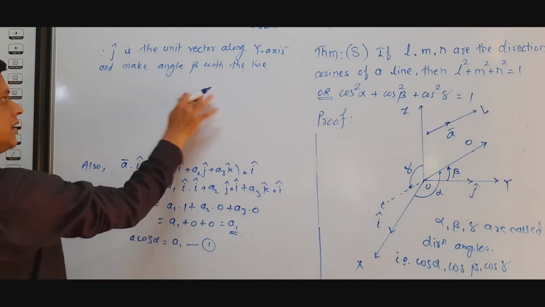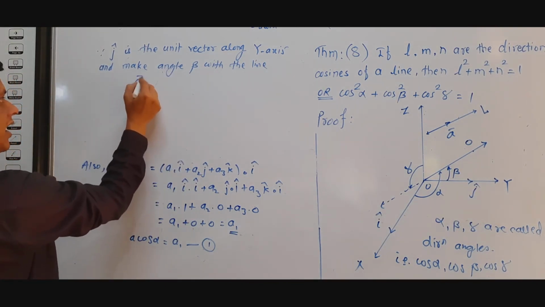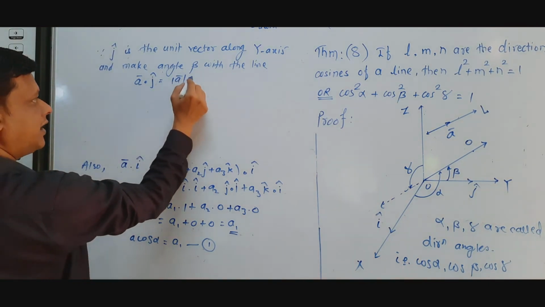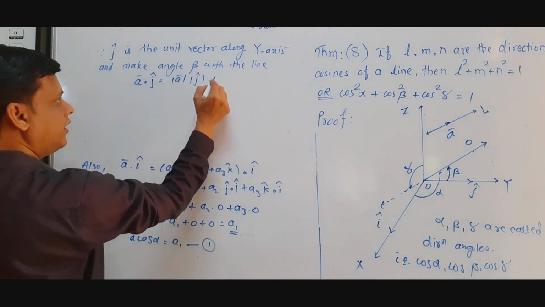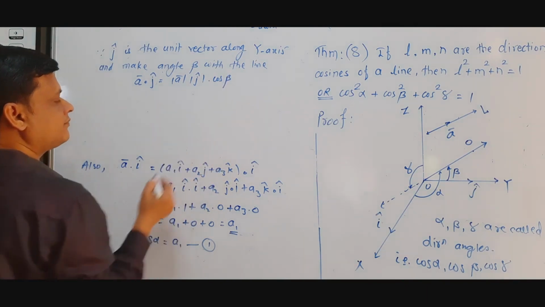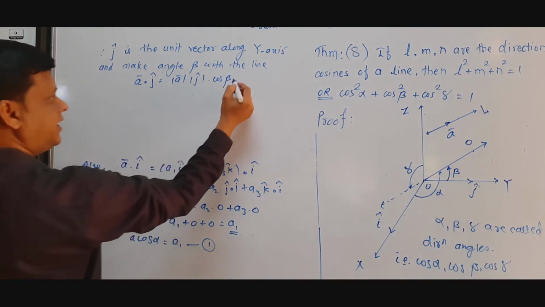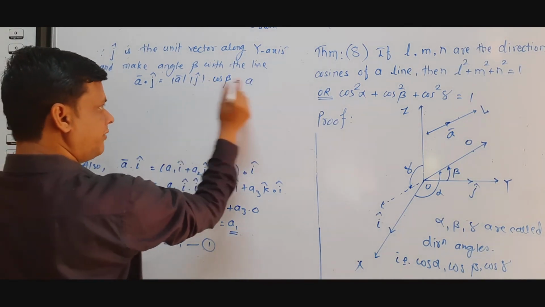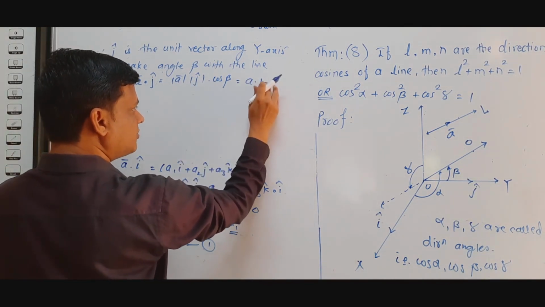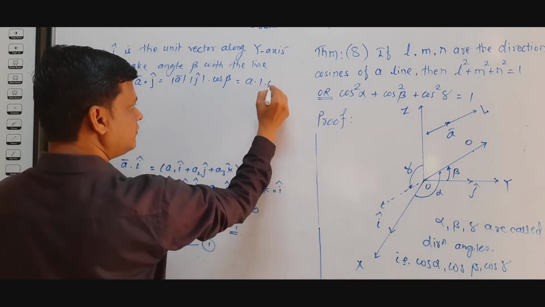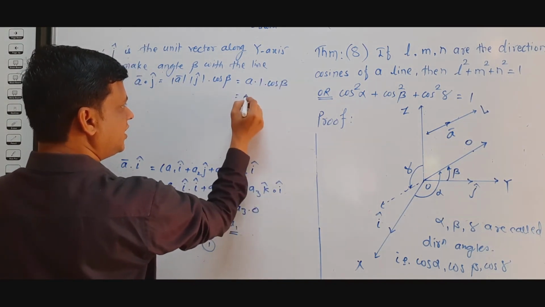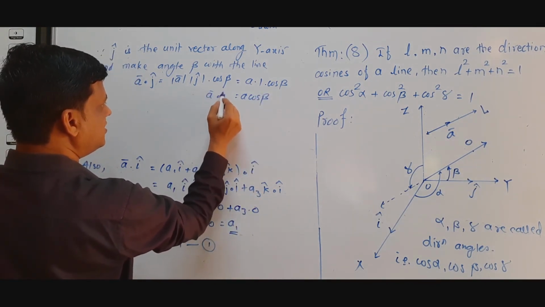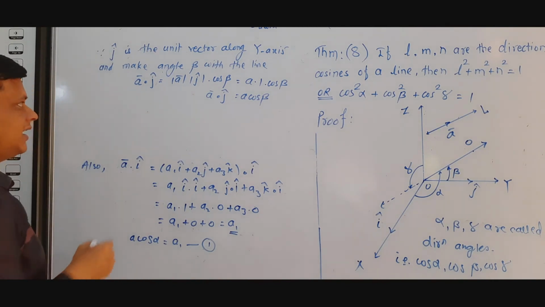So again we use the definition. From that we write here A bar dot J cap is equal to magnitude of A bar into magnitude of J cap into cos beta. So we write magnitude of A bar as A, magnitude of J cap, which is a unit vector, so we write 1, into cos beta, which is equal to A cos beta. That means A bar dot J cap is equal to A cos beta.